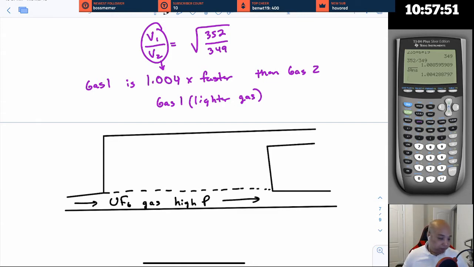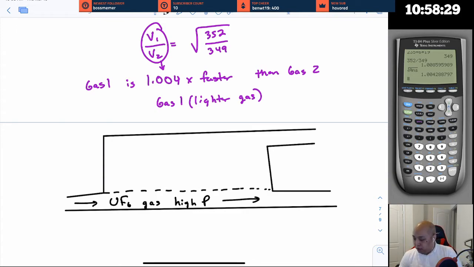Oh, Claire, question. Will they show us an image of this and expect us to be able to interpret it? No. I don't think they're going to have you draw this out. I just want you to kind of understand what's happening here.